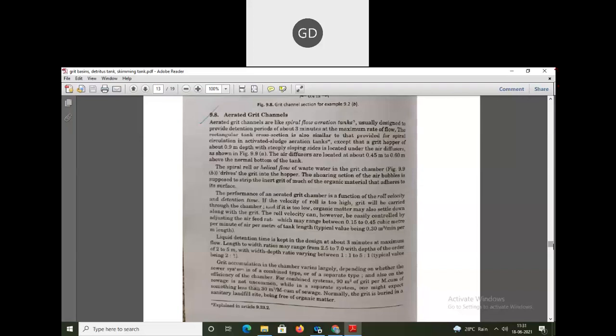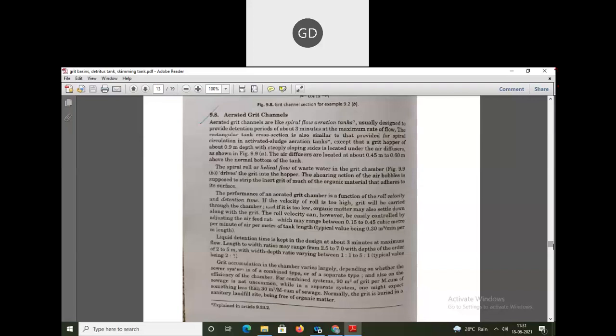And then there is the length to width ratio. While designing, all these values will be important to you. The length to width ratio should range between 2.5 to 7, and the width to depth ratio should be between 1 to 1 and 5 to 1.